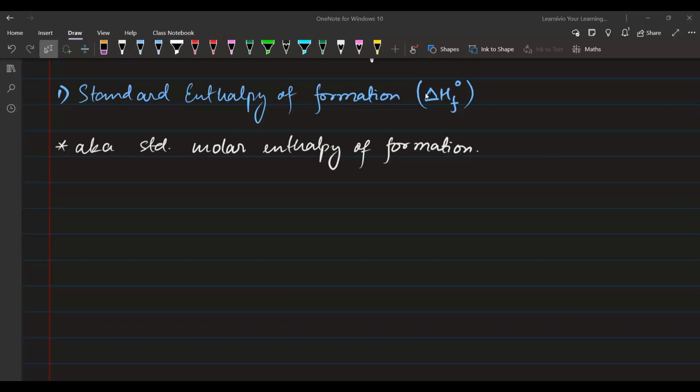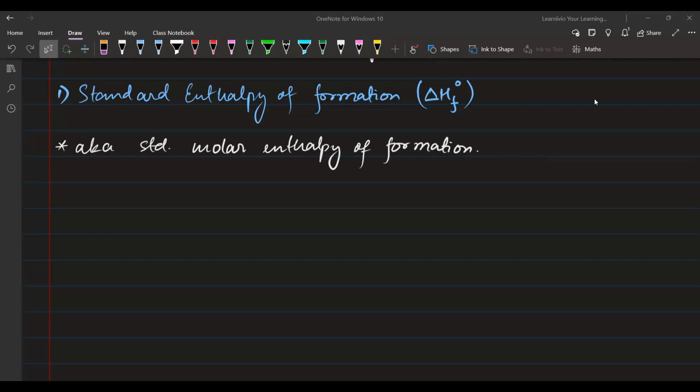What did I say? Please repeat the statement. Each and every enthalpy is going to represent a balanced chemical equation. A balanced equation. Okay?